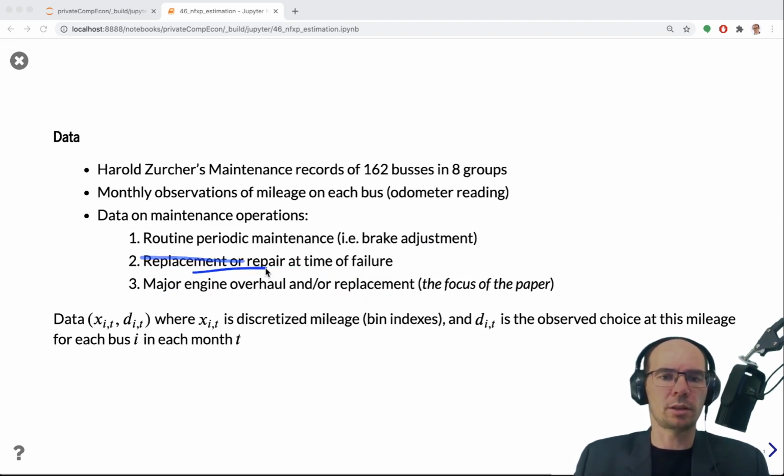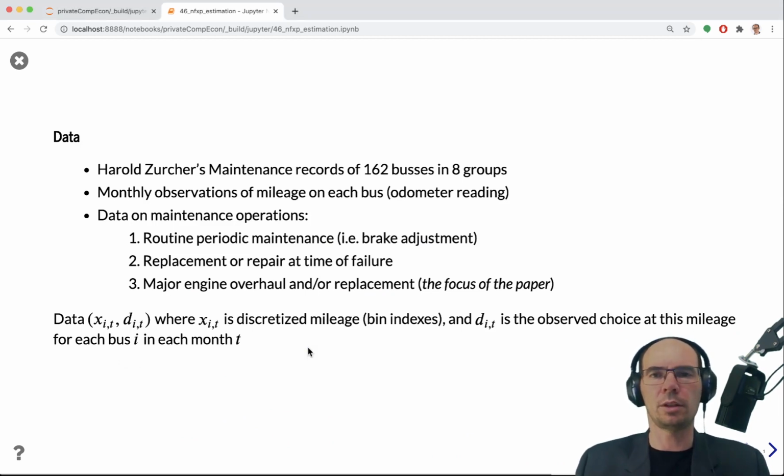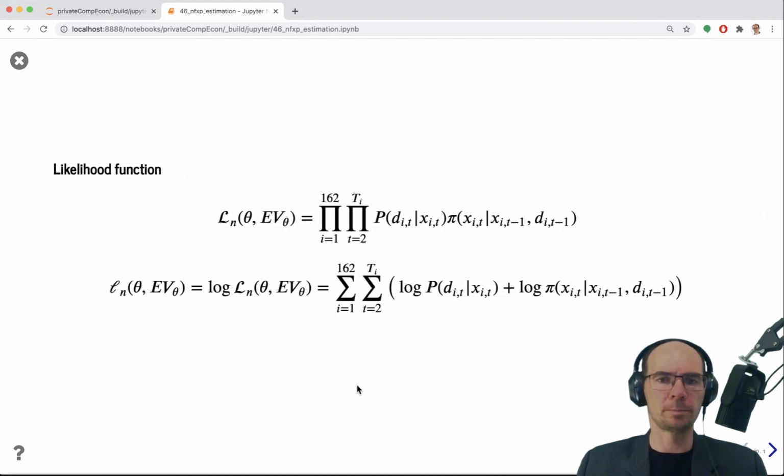We disregard these breakdowns, and we want to record whether the engine was kept and the bus was just casually maintained, or whether there was an overhaul or replacement of the engine. So in fact, we are observing x's and d's in different time periods in each month t for each of the 162 buses indexed i. So this is the data which we exactly need to be able to proceed with maximum likelihood estimation of the bus engine replacement model. So let's form the likelihood.